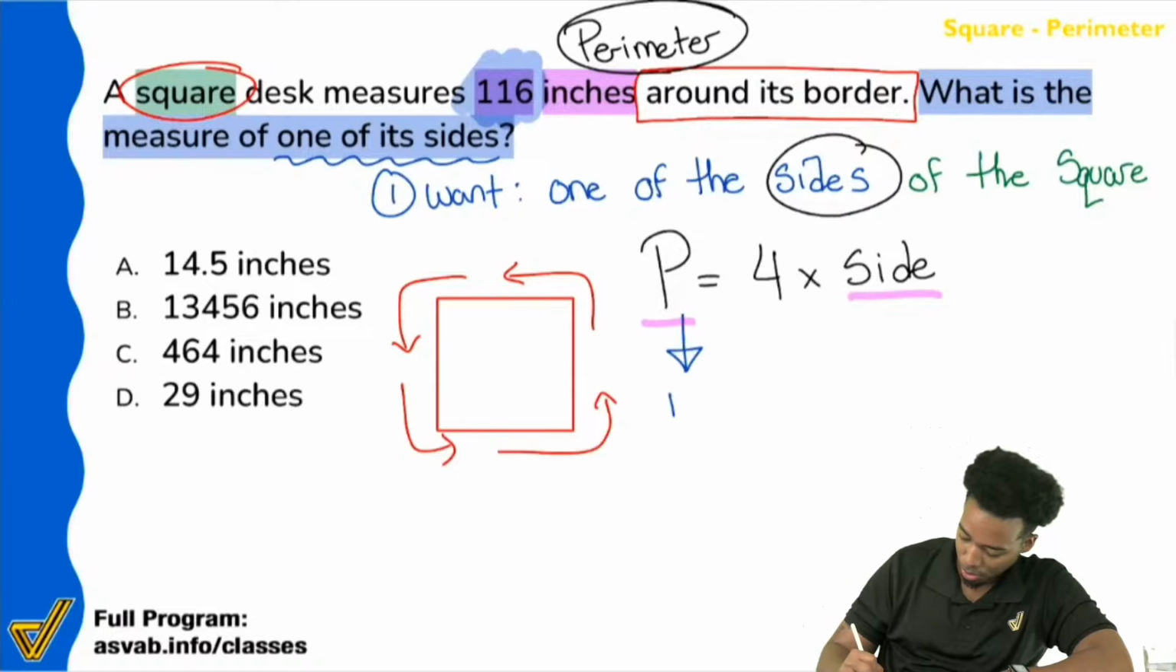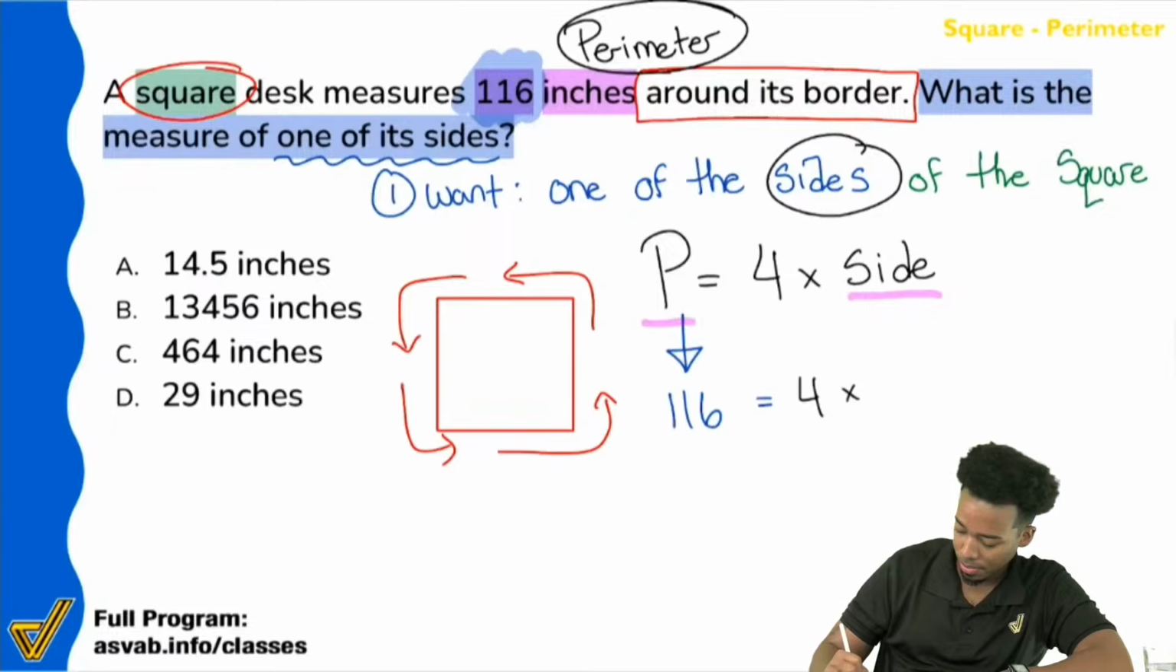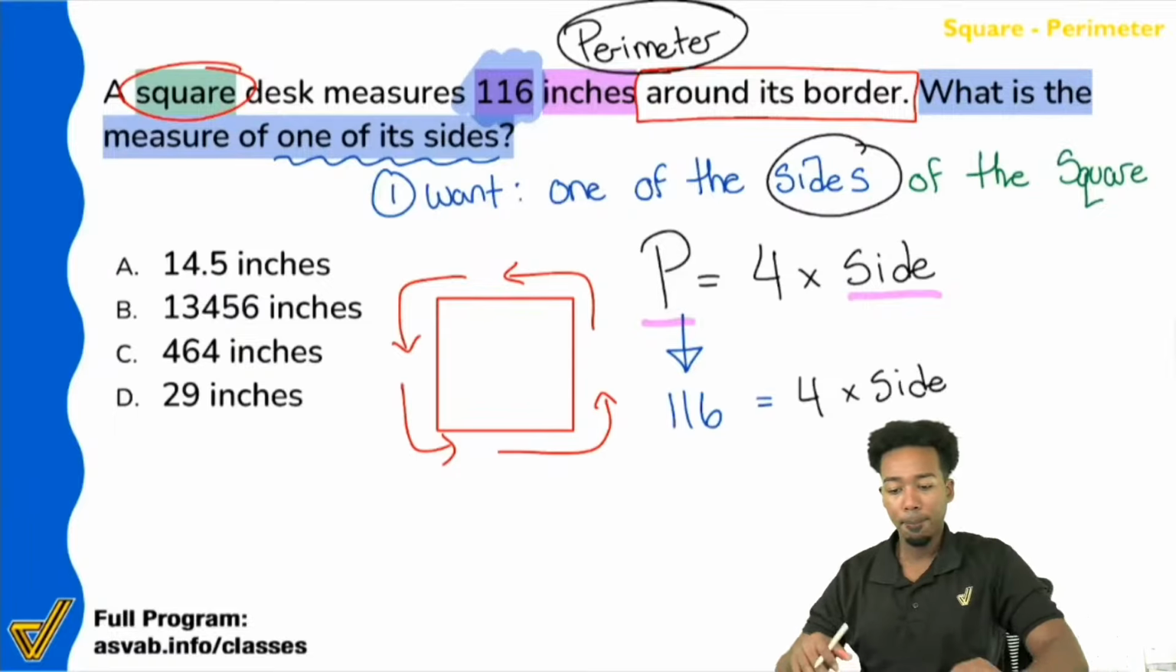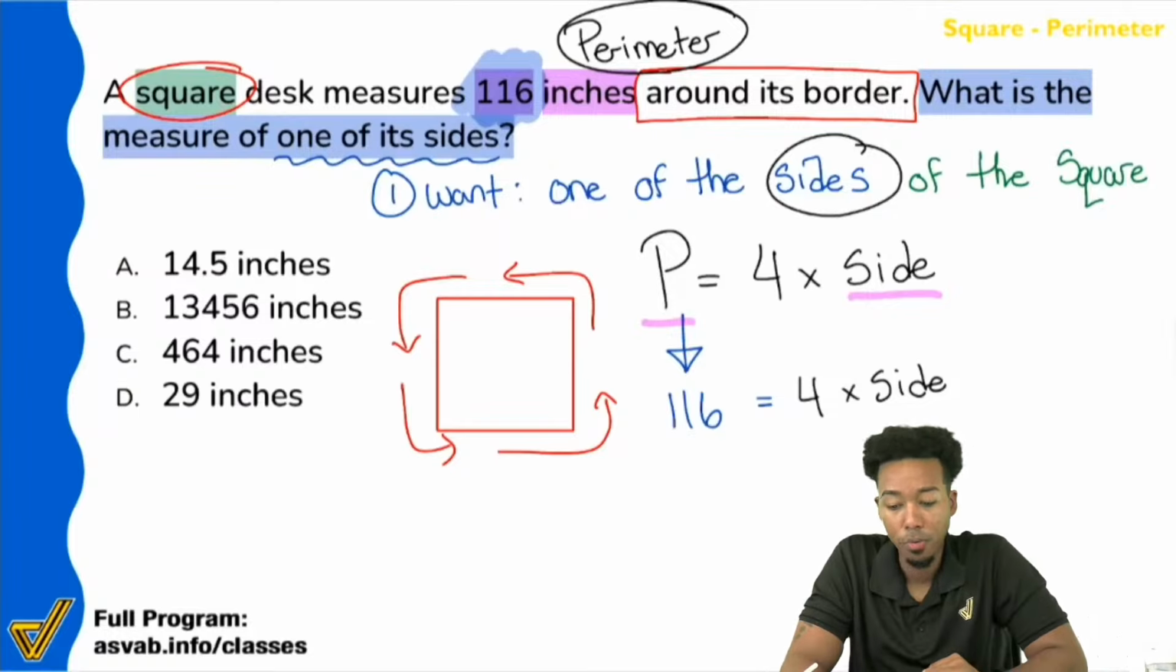So I'm going to go ahead and plug 116 in right there. And our formula says, thanks, Raymond, appreciate you, that's going to be 4 times side. So VV, no, that's not going to be 4 times 4. We have 116 equals 4 times the side. We don't know what the side is yet.